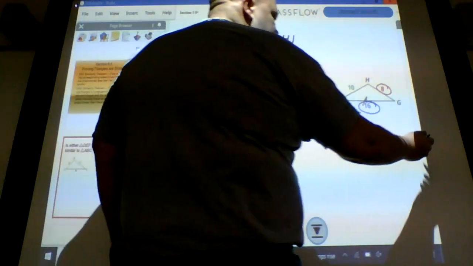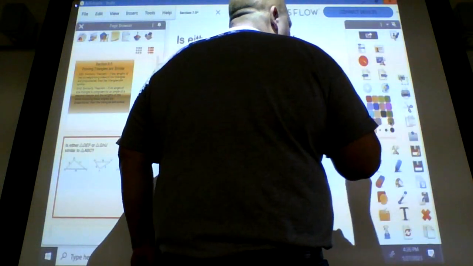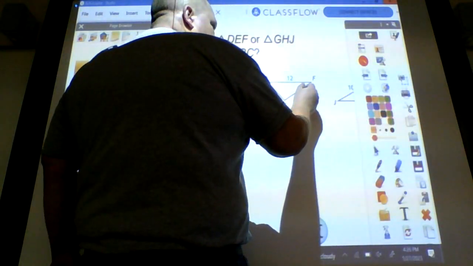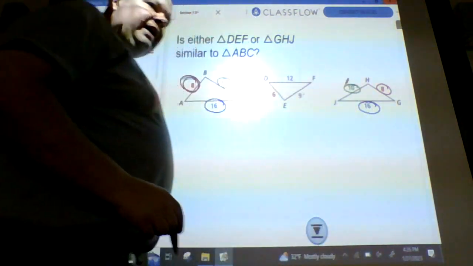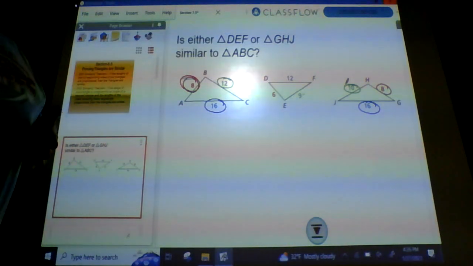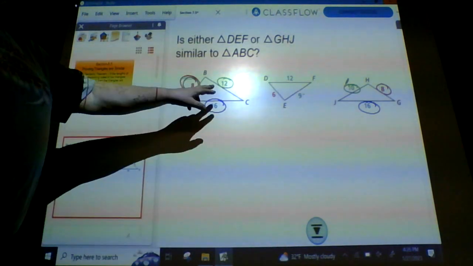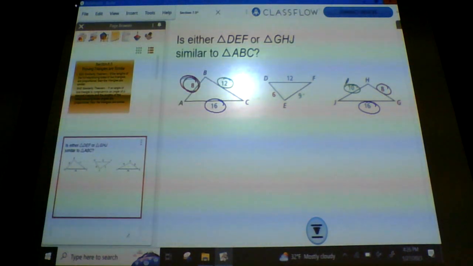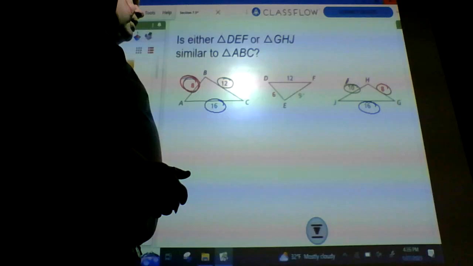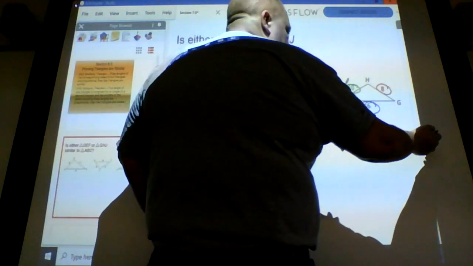But our remaining side is the green side. With the green side, what we're going to see is that this side here is 12, this side over here is 10. In order for all three sides to be proportional, the sides in green would both have to be either 10 or both would have to be 12. Since we do not have that, we know that our sides are not proportional. So now we're going to take a look at the next triangle.